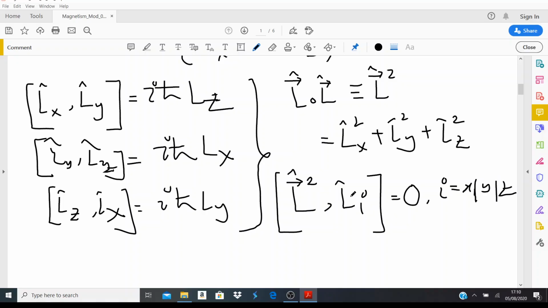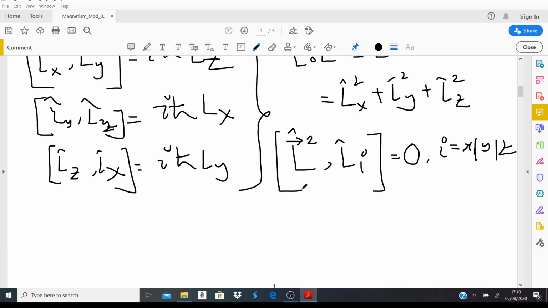So Lx commutes with L square, Ly commutes with L square, Lz commutes with L square, right? So that's why this operator is very important, because this operator commutes with every component of the angular momentum. Take it as a rule. I'm not showing you how this becomes 0, but take it as a rule.